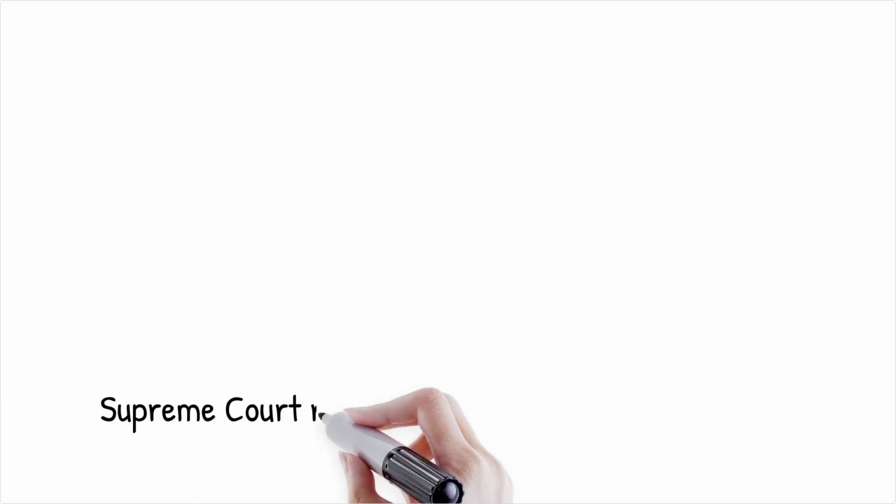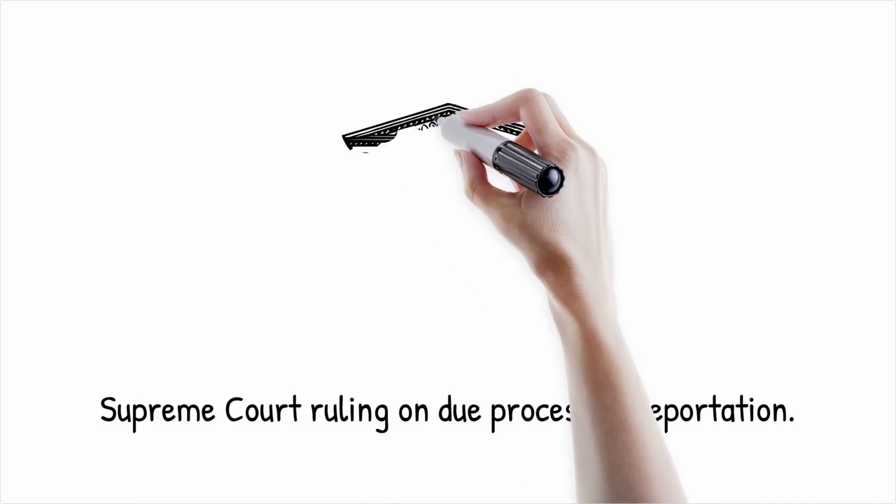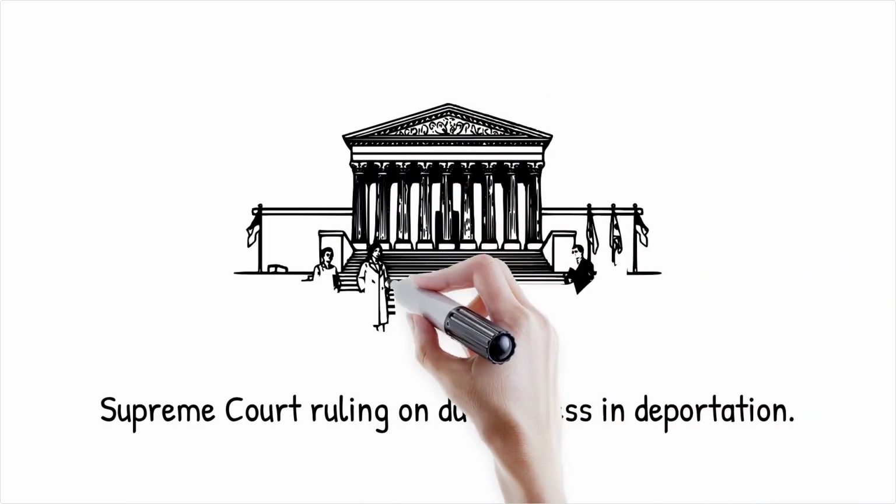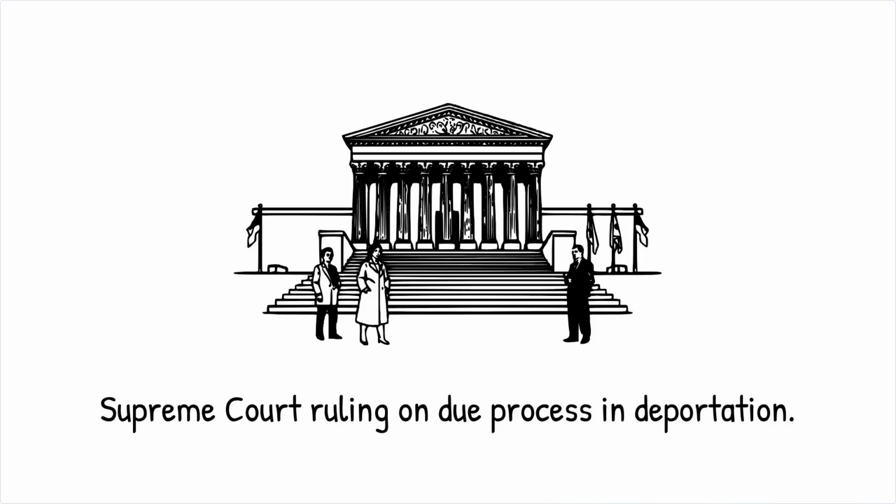The Supreme Court upheld Yamataya's deportation order, but established that non-citizens within the U.S., even those who entered unlawfully, are entitled to due process under the Fifth Amendment in deportation proceedings. The court ruled that deportation, while an administrative action, affects an individual's liberty and thus requires due process.